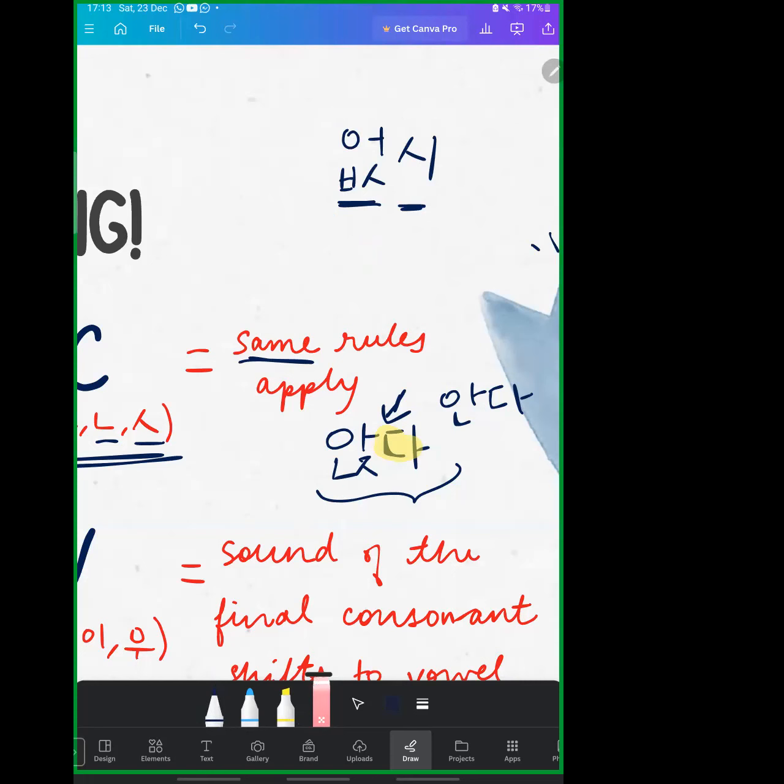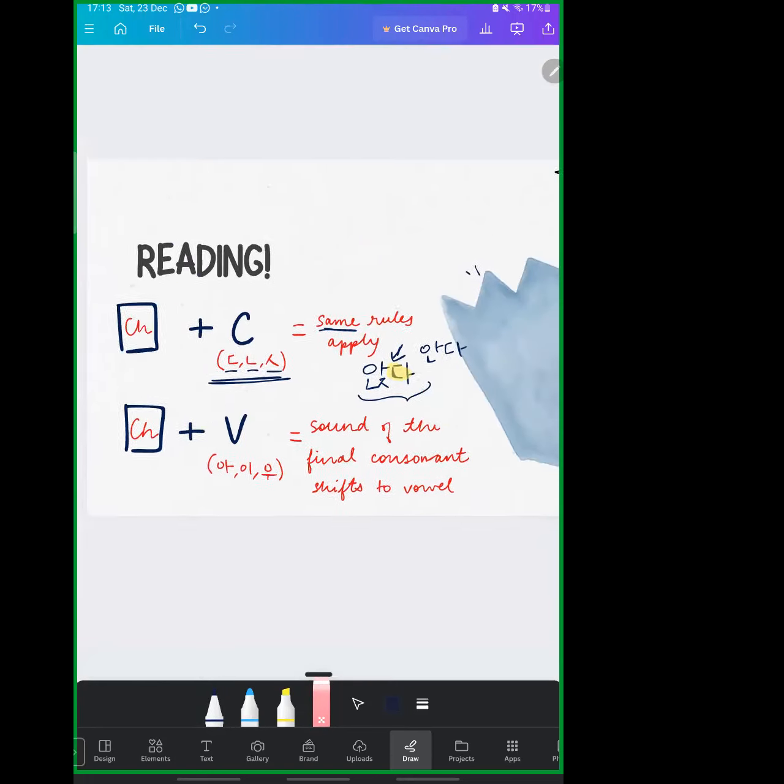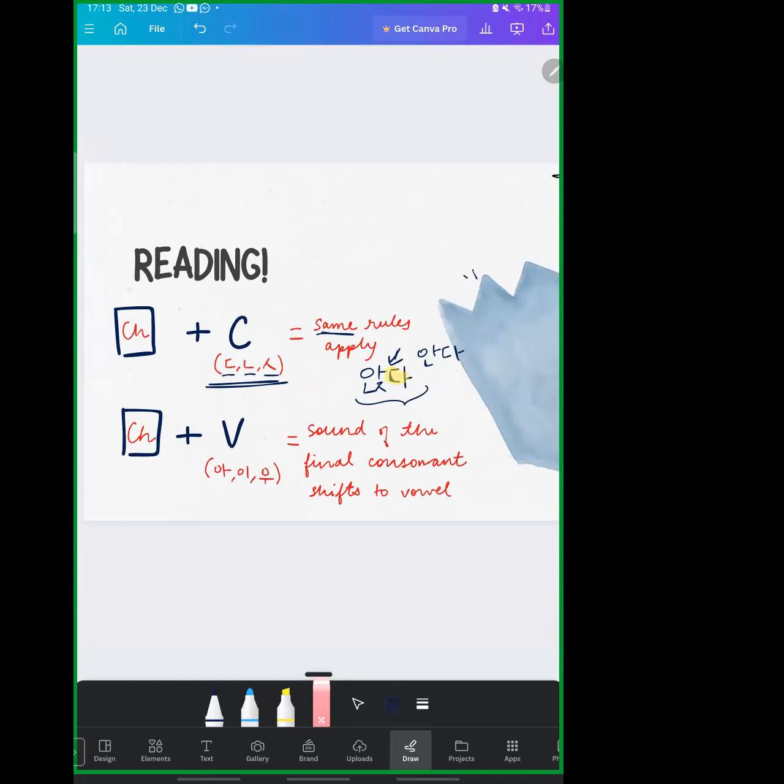So, did everyone get it? Do you understand this rule? So when your double consonant or any final consonant for that matter is followed by a character that is also a consonant, then the pronunciation rule will remain the same. Now, when does this change? This only changes when you have a vowel that comes after it. And by vowel, what do I mean?